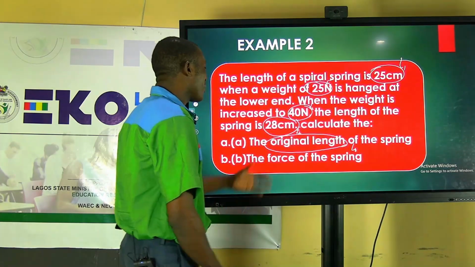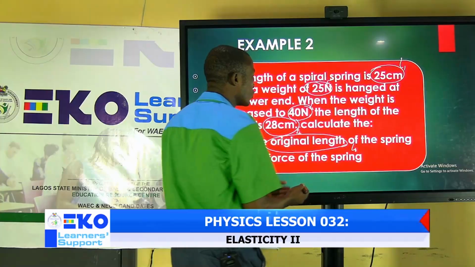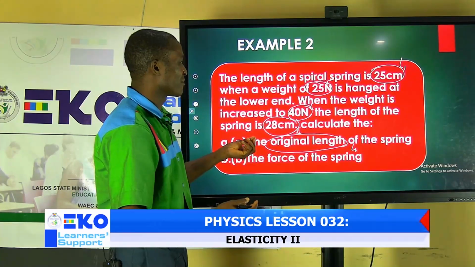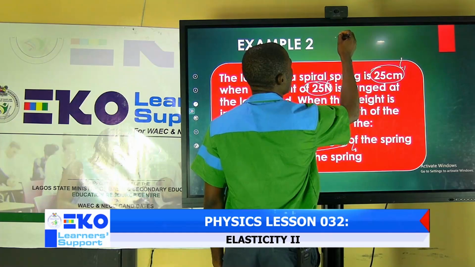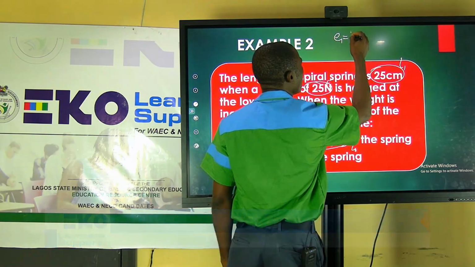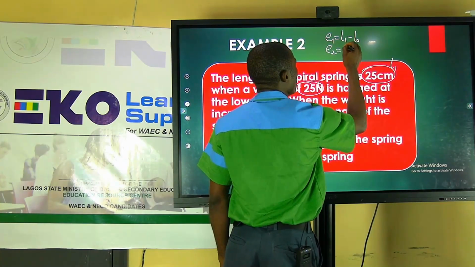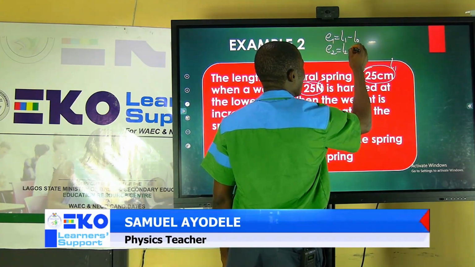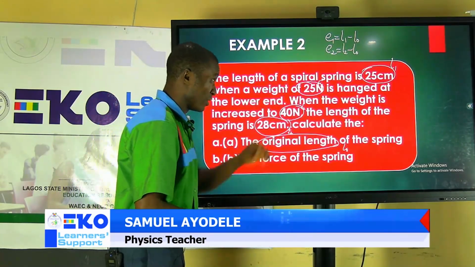So what we are going to make use of is the relationship between the original length and all these new lengths. The original length and the new length are related through extension. The first extension will be the first new length minus the original length. And the second extension will be the second new length minus the original length.